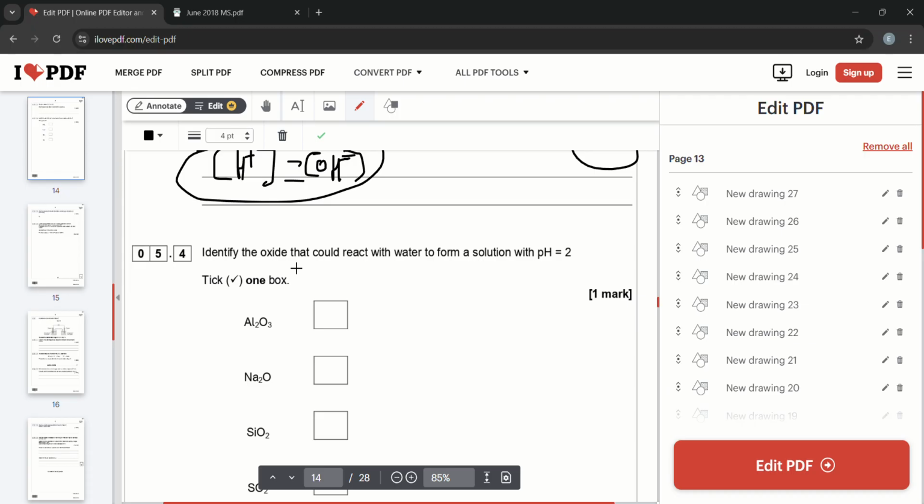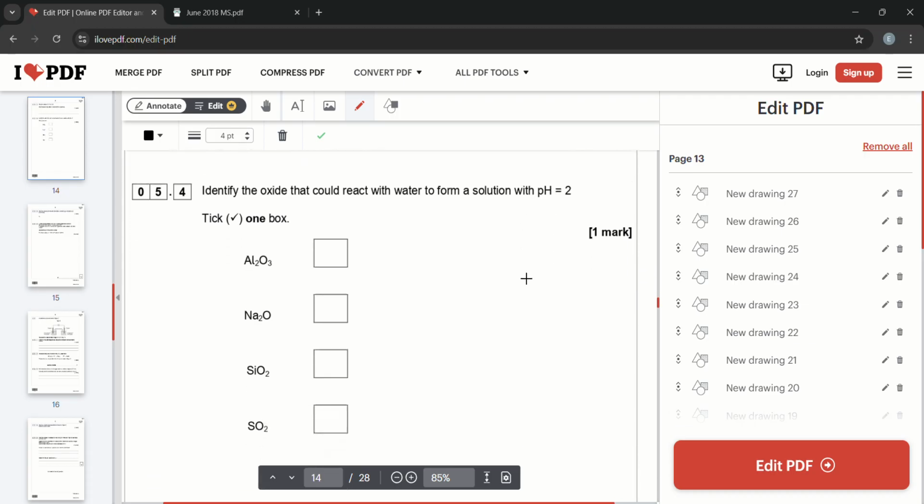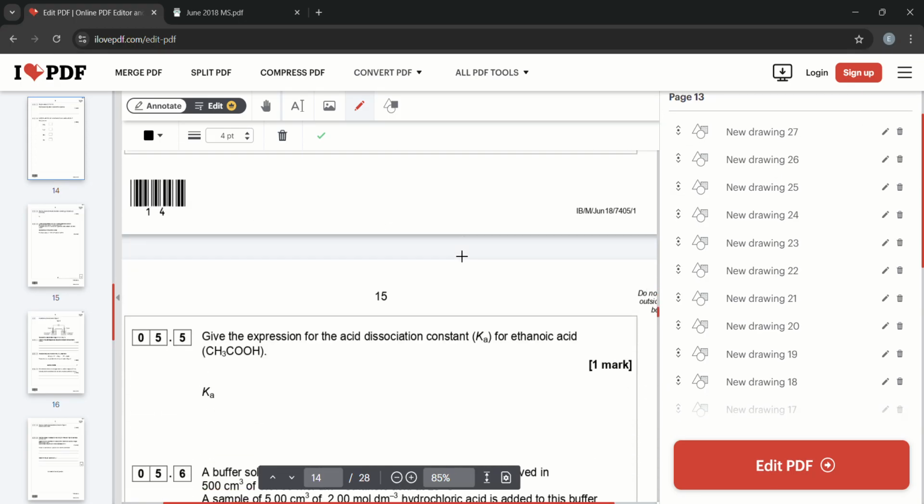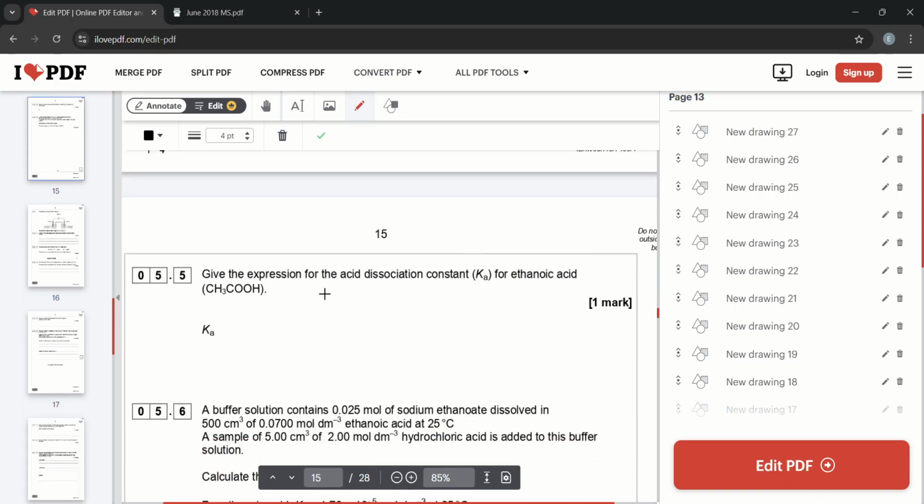5.4, identify the oxide that could react with water to form a solution with pH equals 2. React with water to form a solution with pH equals 2. It is going to be SO2 for 1 mark. 5.5, give the expression for the acid dissociation constant Ka for ethanoic acid.